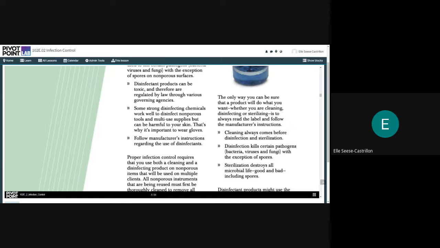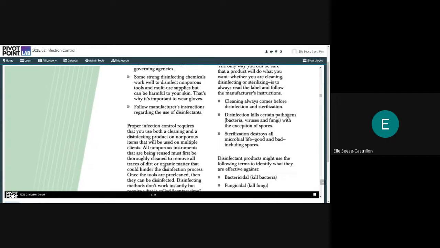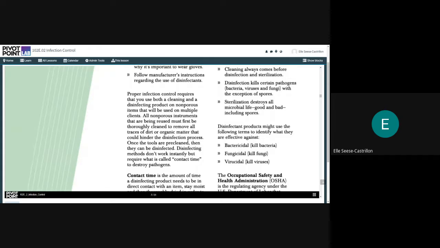Following manufacturer's instructions regarding the use of disinfectants, it says that proper infection control requires that you use both a cleaning and a disinfecting product on non-porous items that will be used on multiple clients. All non-porous instruments that are being reused must first be thoroughly cleansed to remove all the traces of dirt or organic matter. And then once the tools are pre-cleaned, they can be disinfected.